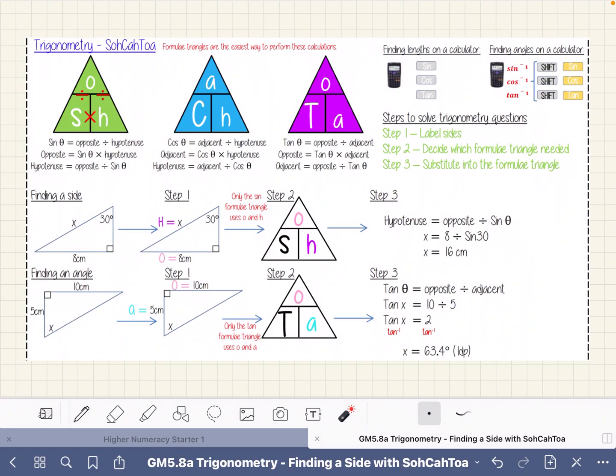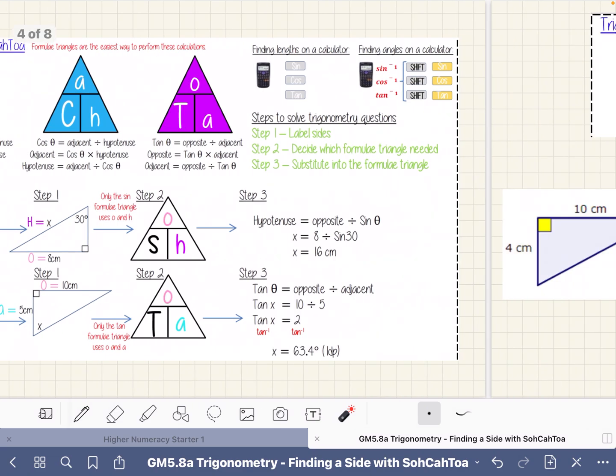In this video, we will be looking at trigonometry SohCahToa formulae triangles. In our last video, we looked at labelling the sides of a right angle triangle. In this video, we will decide which formulae triangle is needed based on the sides or angles that we have been given. This will in turn help us for the next video where we look to find a side by substituting into the correct formulae triangle.